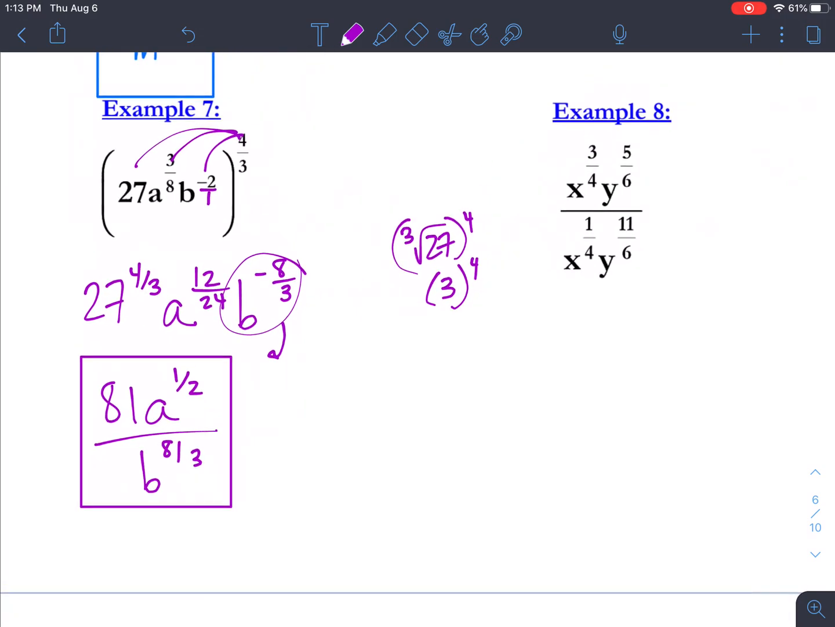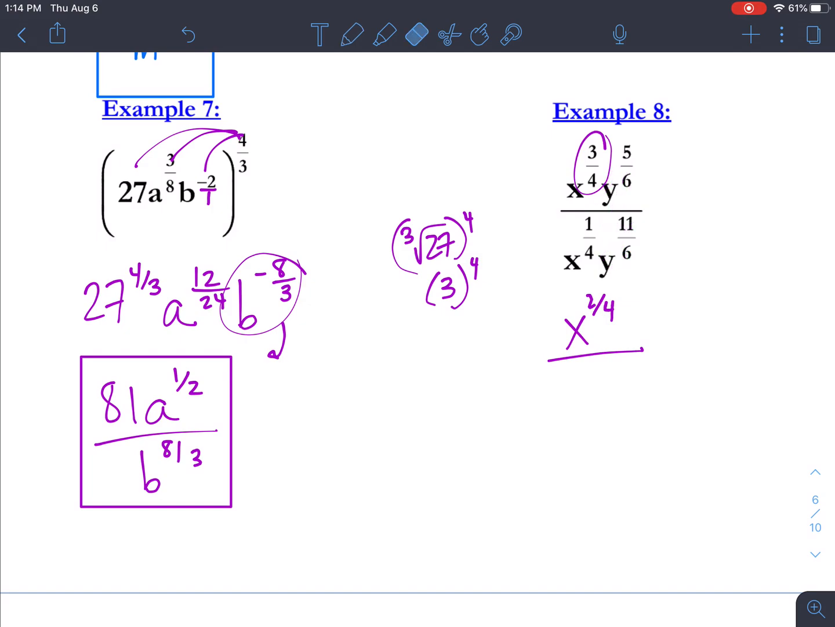All right, and last but not least, we're going to try out example 8 here. Example 8, I've got x's and y's. I can only have one of each base, so I do have to simplify if I see x on the top and x on the bottom. Now, if you're just looking at the x's, remember, if I gave you something like this, you would say, oh, subtract. Well, guess what? That's exactly the same as what we're going to do here. So we're going to subtract 3/4 minus 1/4, and we get positive 2/4. That means it's in the top of the fraction.